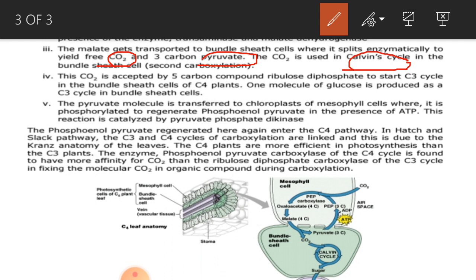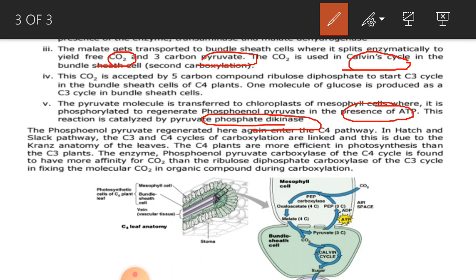The pyruvate molecule is transported to the chloroplast of mesophyll cells where it is phosphorylated to regenerate phosphoenol pyruvate in the presence of ATP. This reaction is catalyzed by the enzyme pyruvate phosphate dikinase. The phosphoenol pyruvate is regenerated again into the C4 pathway of the Hatch and Slack pathway.